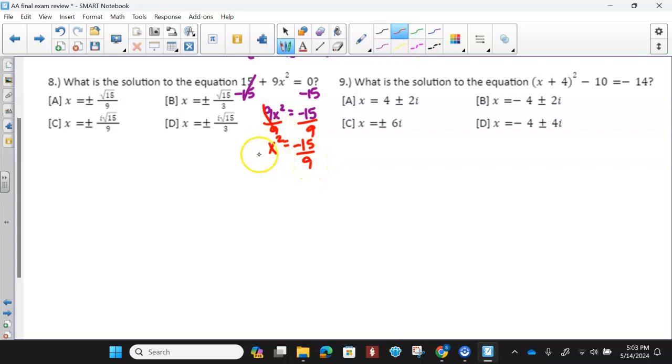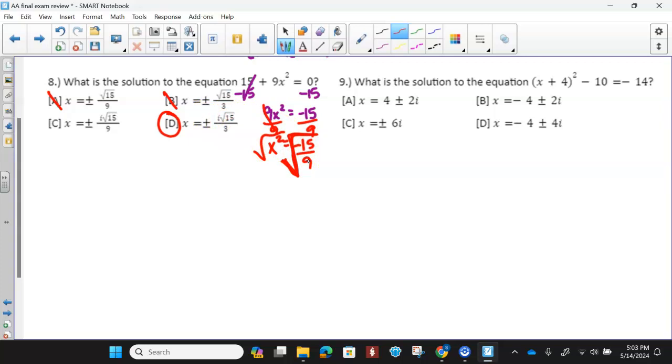Now we can take the square root. Well, notice we're taking the square root of a negative value, so I need i in my answer. So I'm going to cross out A and B. And do I need to take the square root of 9? Yes, because notice how the entire fraction, we are taking the square root of both top numerator and bottom denominator. So that's why the answer is D, the square root of 15 over 3.